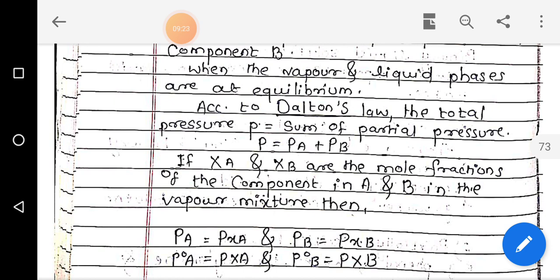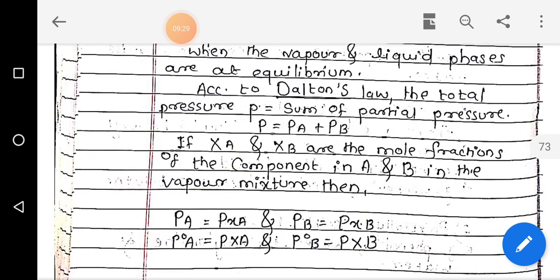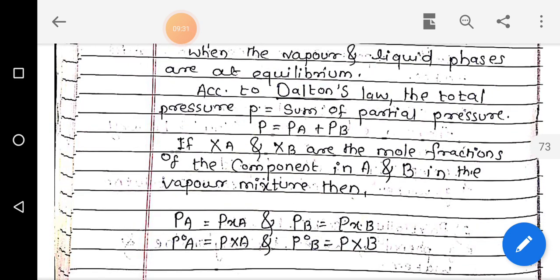When the vapor and liquid phases are at equilibrium, continuously converting from vapor into liquid and back, then according to Dalton's law, the total pressure P is equal to the sum of the partial pressures. That means the total pressure P is equal to the partial pressure of A plus the partial pressure of B.